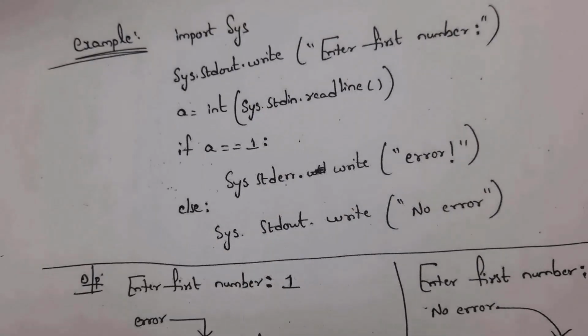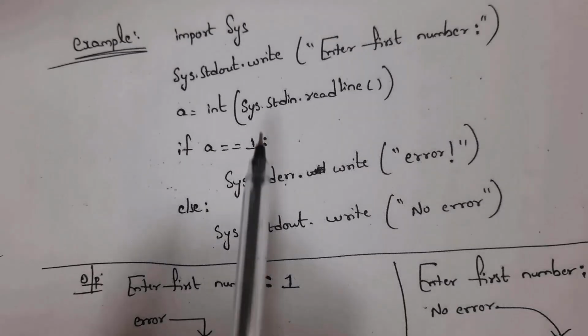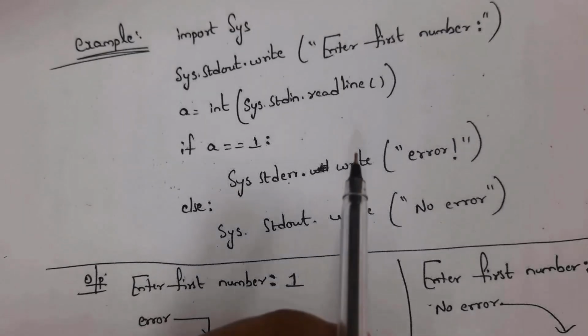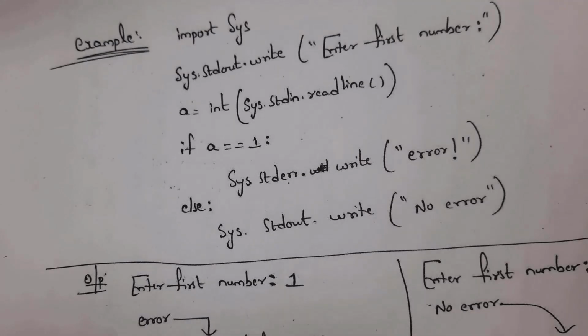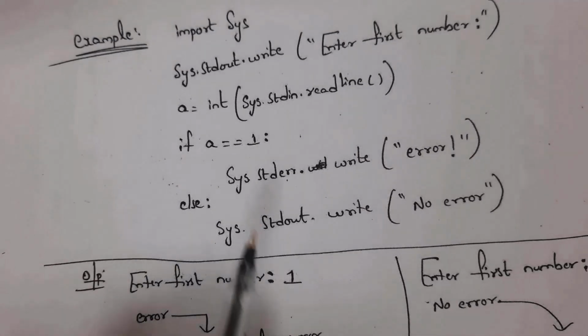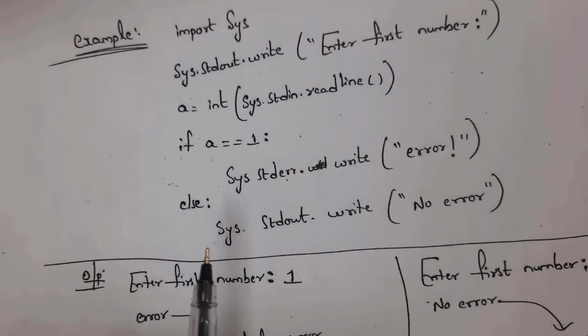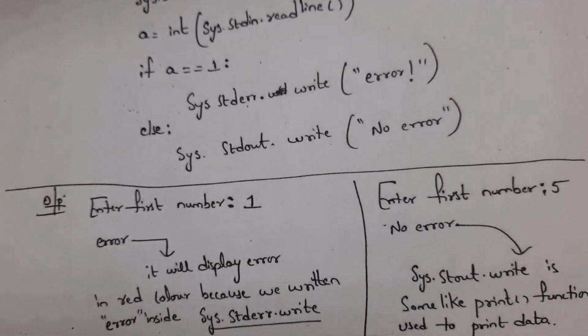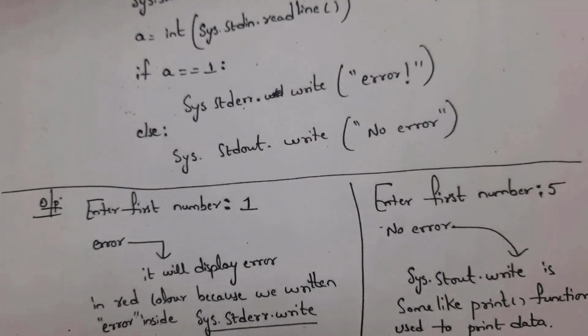For example, if I enter 1, it should display an error message, that is in red color. So I wrote here if a double equal to 1 colon. Inside this I wrote sys.stderr, that is nothing but standard error, dot write. Inside this I wrote error. And next else, if I enter any other values like 2, 3, and so on, I should get output no error. So inside else I wrote sys.stdout.write no error. If I enter 1, I will get output error. If I enter 5, then I will get output no error. This is the use of sys module. Standard files are classified into three types: stdin in order to enter input, and stdout and stderr in order to generate output.